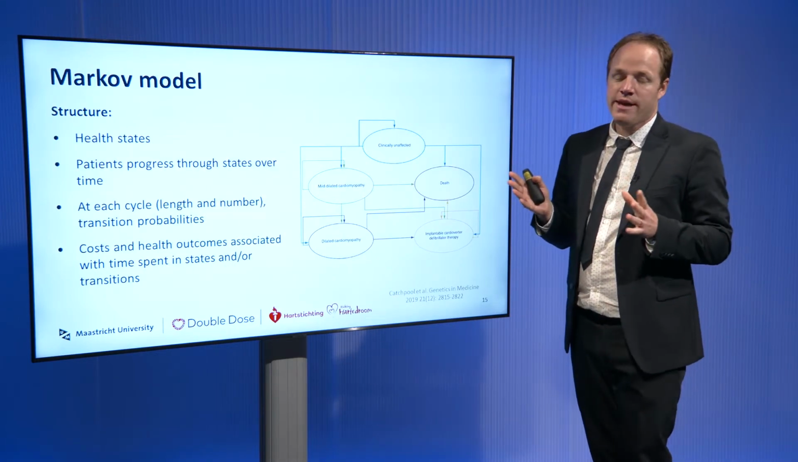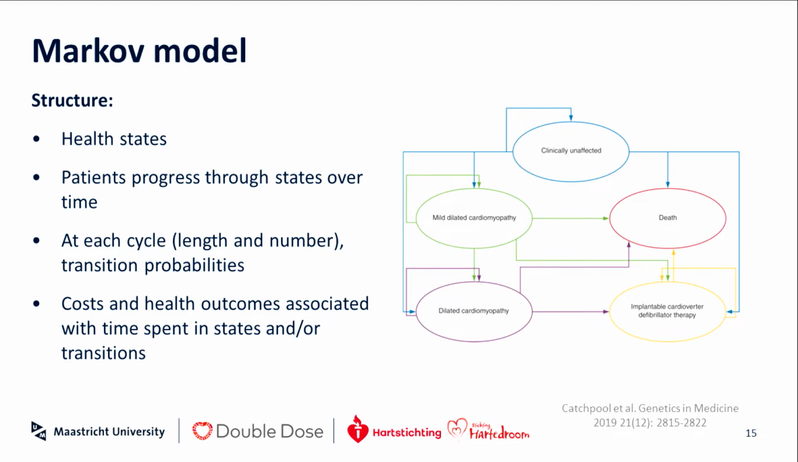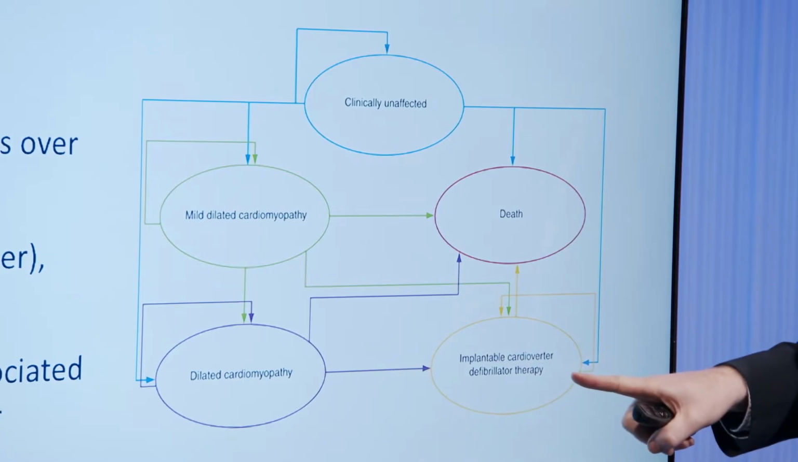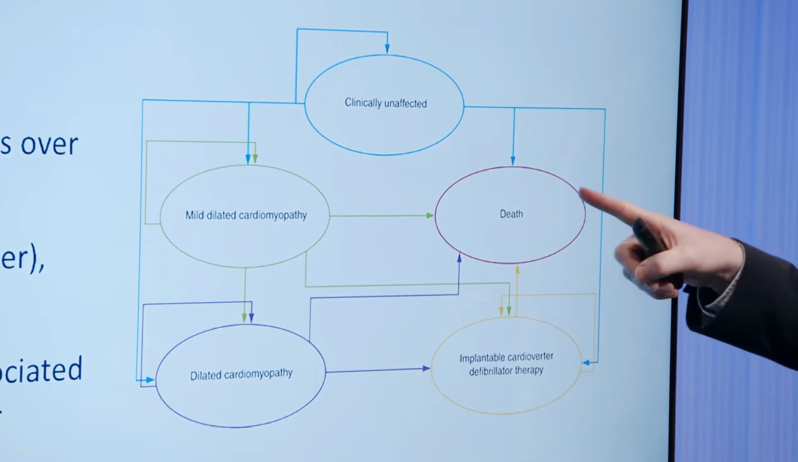The most common type of model we use in health economic evaluation is a Markov model. In a Markov model, we have different health states. So, for example, on this slide, you see that you have 5 health states. It can be clinically unaffected, mild dilated cardiomyopathy, dilated cardiomyopathy, implantable cardioverter defibrillator therapy, or death.